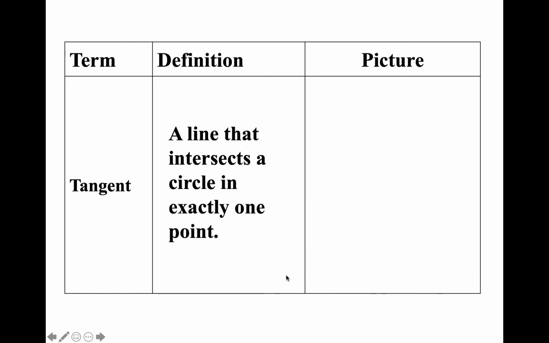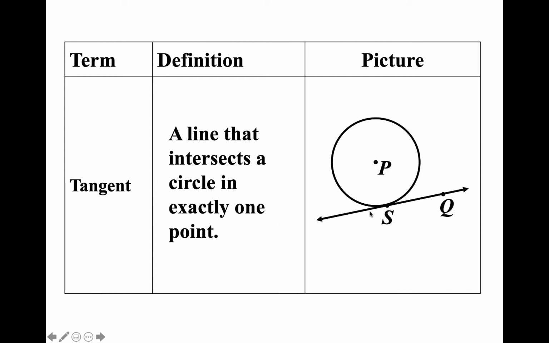A tangent is a line that intersects a circle in exactly 1 point. So it's not going to go through the circle. It's only going to touch the circle at 1 point. So it's going to look something like this, where it's touching the circle at 1 point. This line, that's a tangent line, would be line QS.